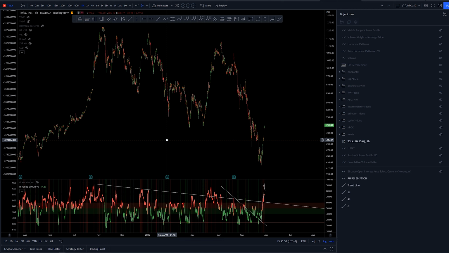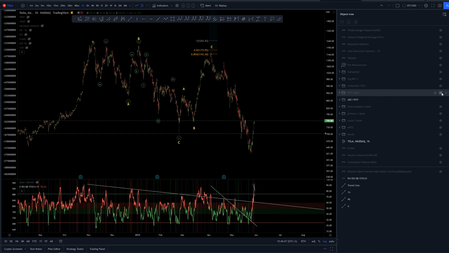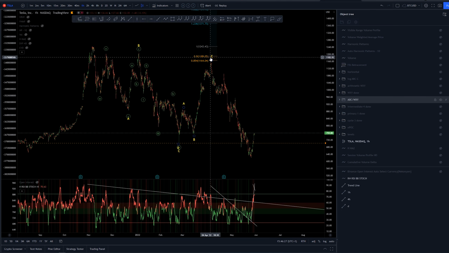So let's take a look at the count that we have here. So this is the base we have for this. Again, we had two different ideas. Either this is W, X, Y, or A, B, C. If we are on logarithmic scale, we get to the 0.85 retracement of this first leg, meaning that we're looking for an ABC correction. On arithmetic scale, we do not get there, so we're looking at WXY.